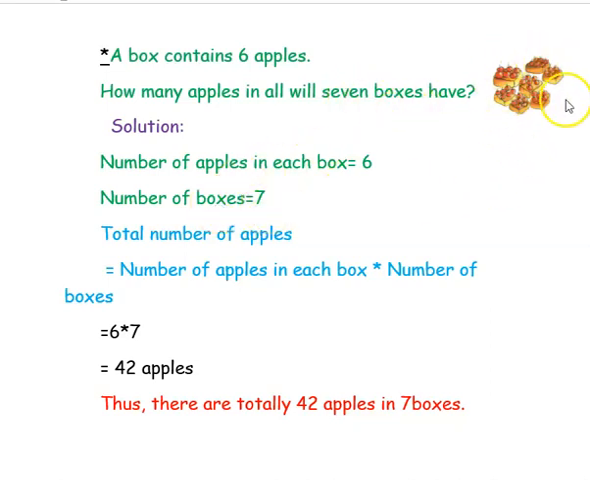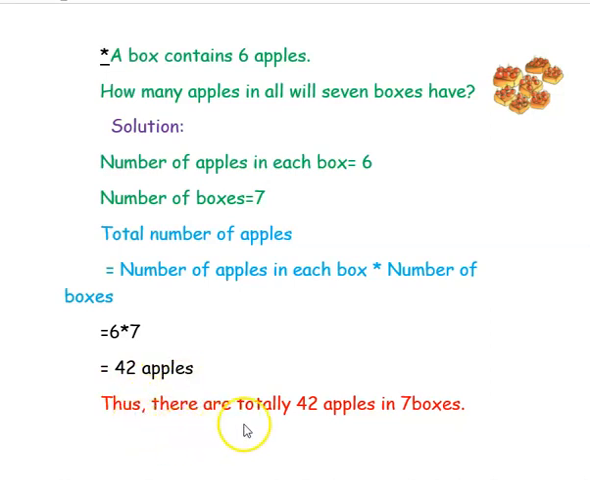So how will you find the total number of apples? Instead of counting all the apples, here it's a repeated addition of 6, right? So 6 is repeated 7 times. So we are going for multiplication. So the total number of apples is equal to, we are using the formula, number of apples in each box into number of boxes. So here number of apples in each box is 6 and total number of boxes is 7. So 6 into 7 is 42 apples.